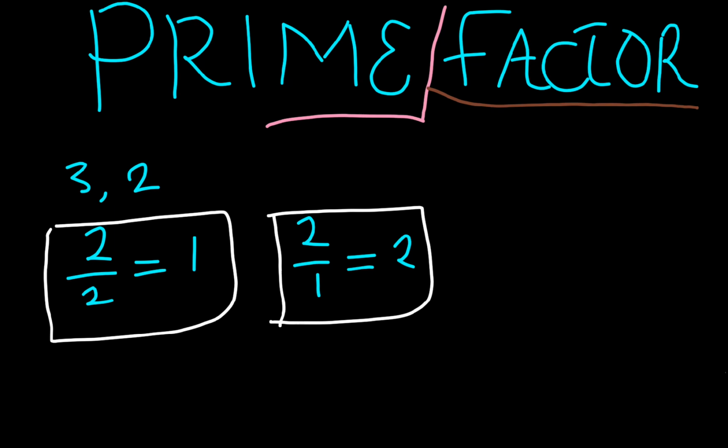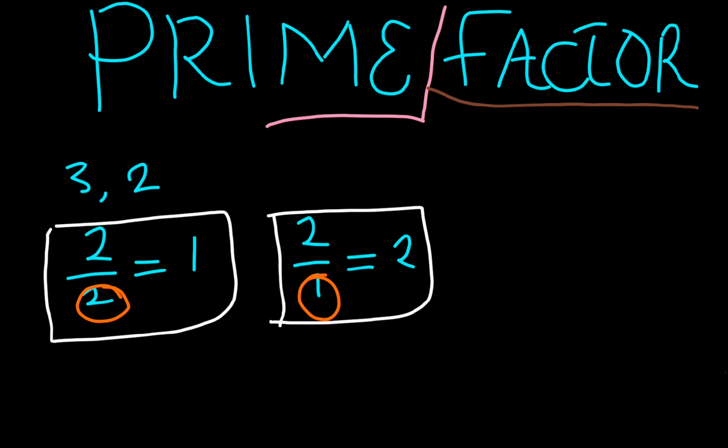I repeat, prime numbers are numbers that are only divisible by 1 and themselves. So you could divide 2. So 1 can go into 2, and also 2 can go into 2. Apart from this, you won't get another number that can divide 2.